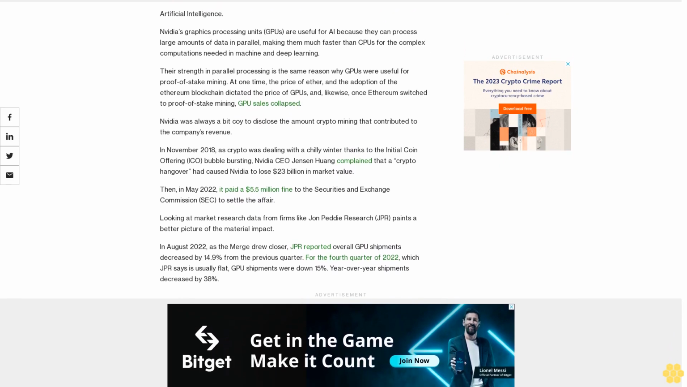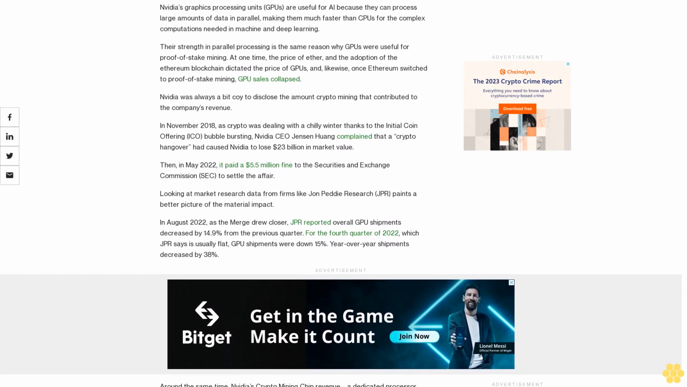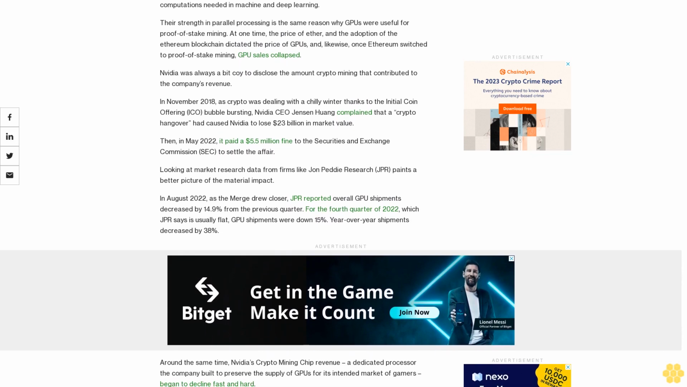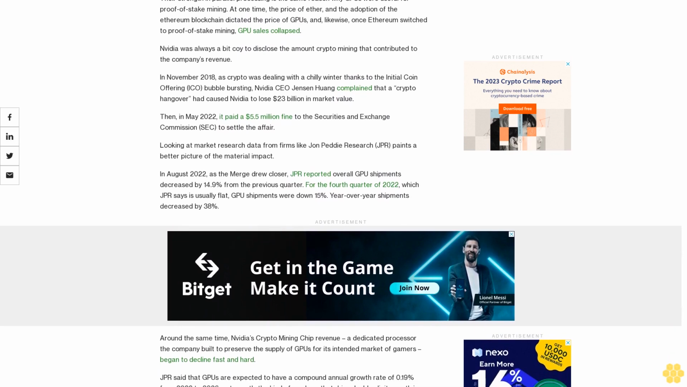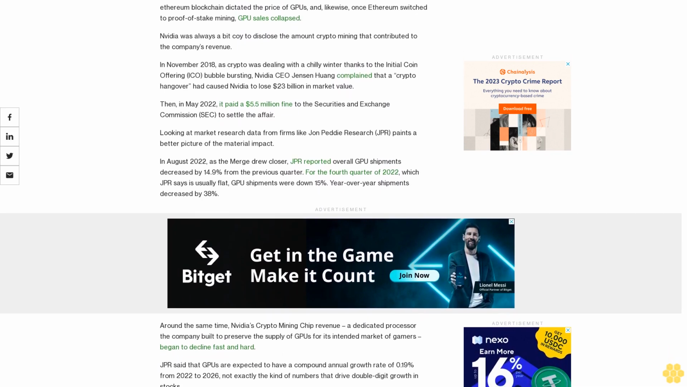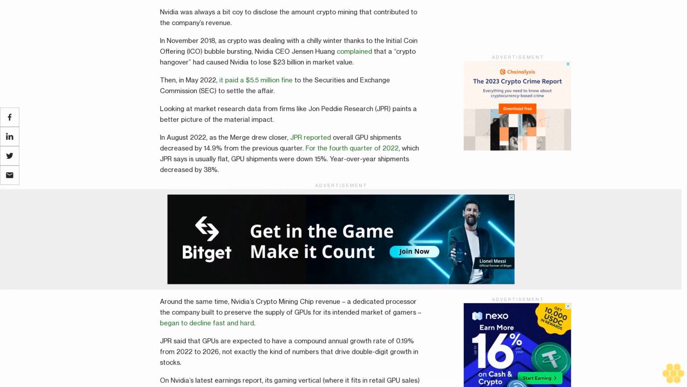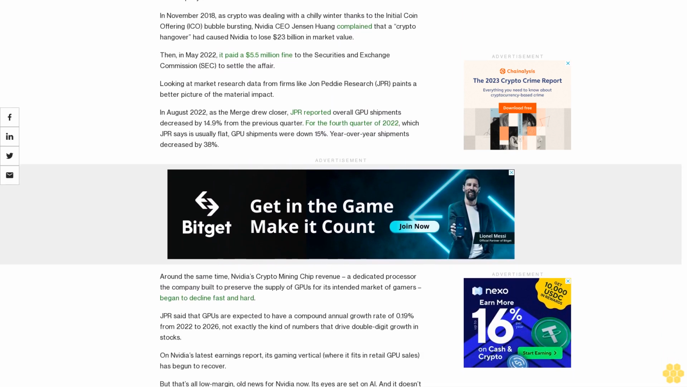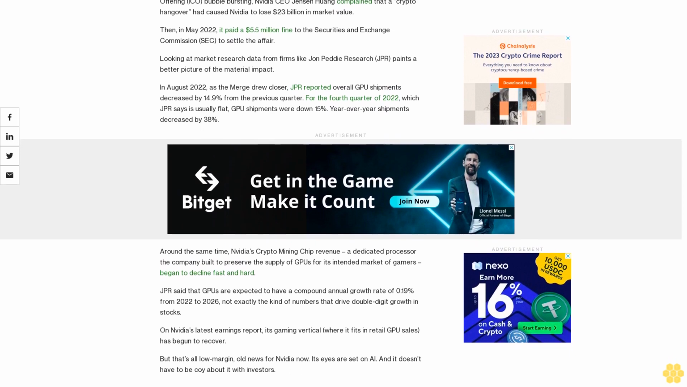Looking at market research data from firms like Jon Peddie Research, JPR, paints a better picture of the material impact. In August 2022, as the merge drew closer, JPR reported overall GPU shipments decreased by 14.9% from the previous quarter. For the fourth quarter of 2022, which JPR says is usually flat, GPU shipments were down 15%. Year-over-year shipments decreased by 38%. Around the same time, Nvidia's crypto mining chip revenue, a dedicated processor the company built to preserve the supply of GPUs for its intended market of gamers, began to decline fast and hard.